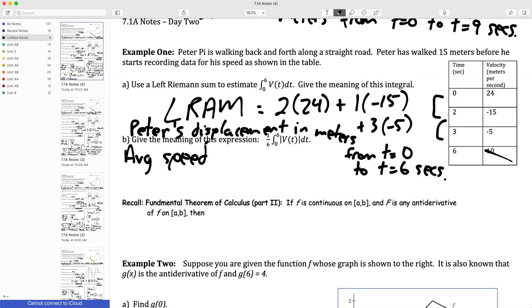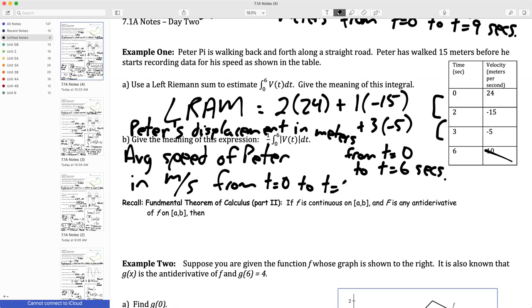So because of the 1 over 6. Okay. That wasn't there. You told us. Correct. Okay, but since we're finding the average value, all right, that changes it. So it's the average speed of Peter. And what are my units? Meters per second. From t is equal to 0 to t is equal to 6 seconds. Okay.